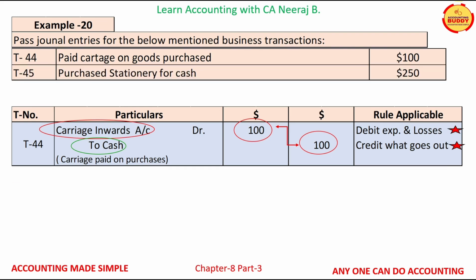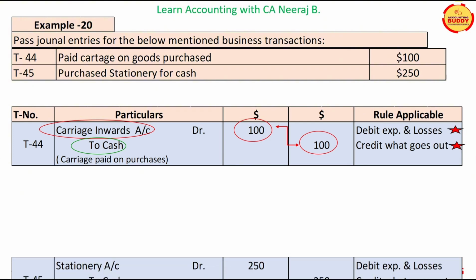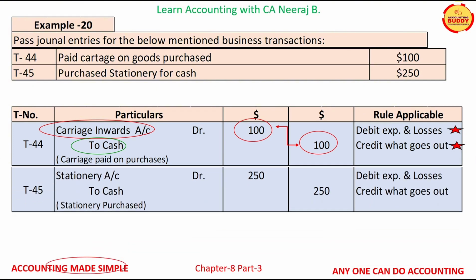Transaction T45 is purchase of stationery for cash. The two accounts affected are stationery account and cash account. Stationery being the business expense is debited as per nominal account rule of debit all expenses and losses. Cash is a real account and the rule of real account is credit what goes out. Therefore, this transaction is recorded for $250 by debiting stationery account and crediting cash account.